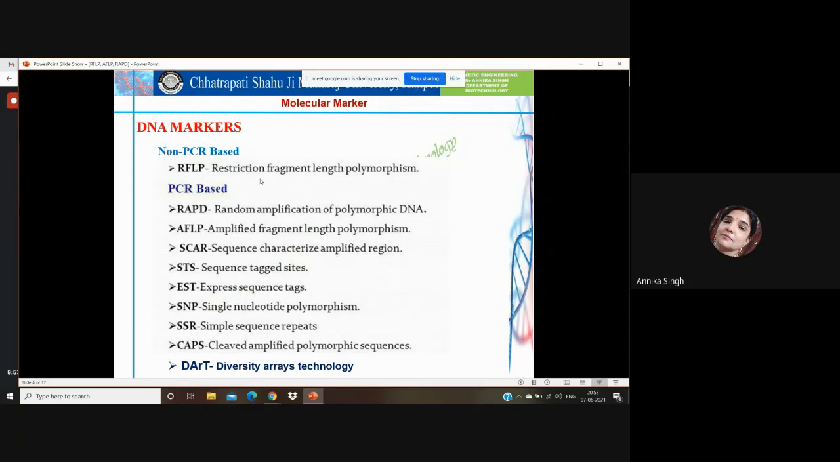These DNA markers are of two types on the basis of their detection method. First, non-PCR based markers, which include restriction fragment length polymorphism, and another category is PCR based molecular markers. The list of PCR based molecular markers is very large, and it includes RAPD, AFLP, SCAR, STS, EST, single nucleotide polymorphism, simple sequence repeats, CAPS, and DArT, that is diversity array technology.